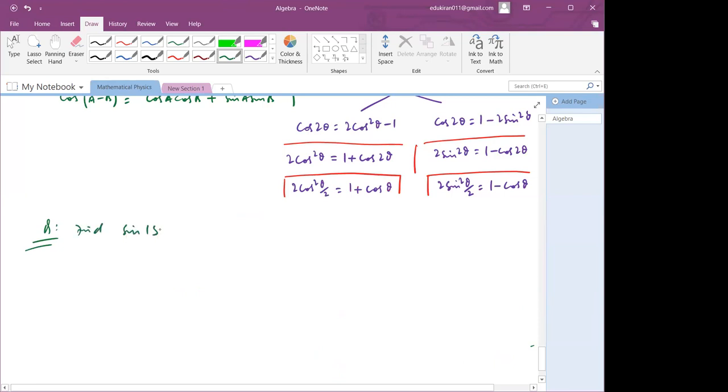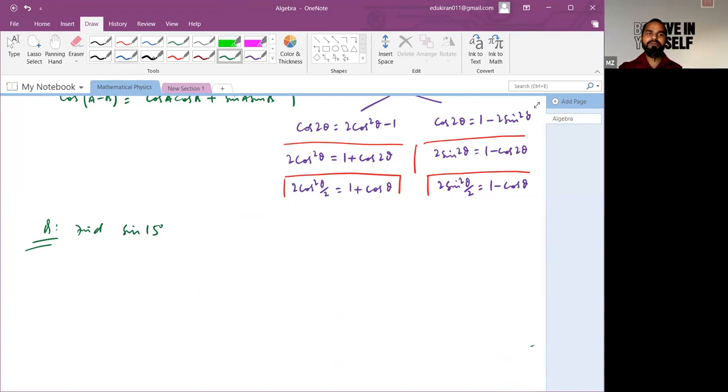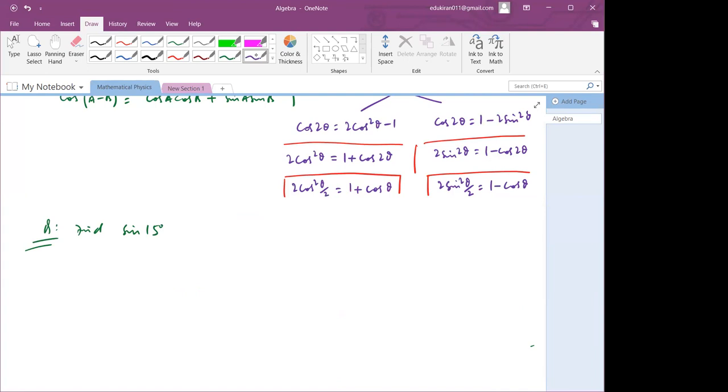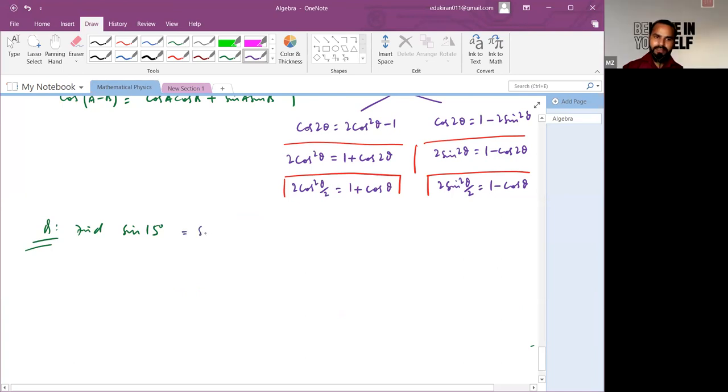Then, sir. Try to find this one, sine of 15 degree. Find sine of 15 degree, yeah? You may write this particular term as sine of 45 degree minus 30 degree. Take this particular term as A and this particular term as B and use the difference formula. Try to solve.